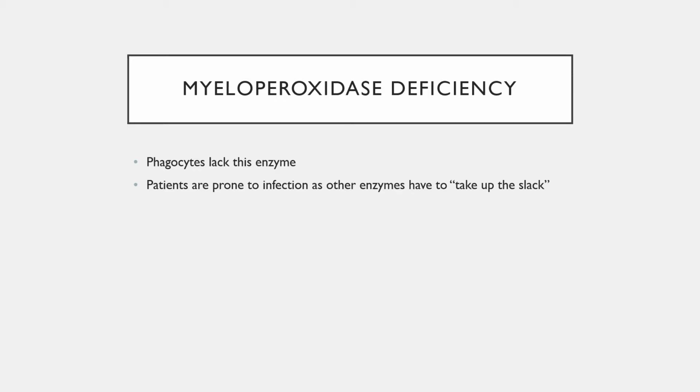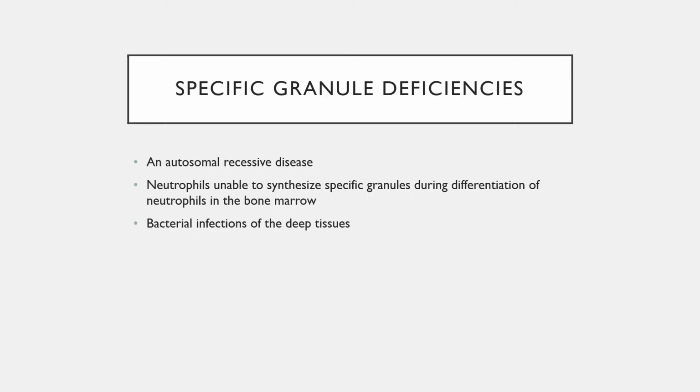A myeloperoxidase deficiency is when phagocytes lack the enzyme myeloperoxidase. They lack this enzyme in the granules of their neutrophils. Patients are prone to having infections, especially fungal infections, because other enzymes have to take up the slack. And that brings us to the specific granule deficiencies. These are autosomal recessive diseases, where neutrophils are unable to synthesize specific granules during differentiation of the neutrophils in the bone marrow. And so these patients end up getting bacterial infections of the deep tissues.